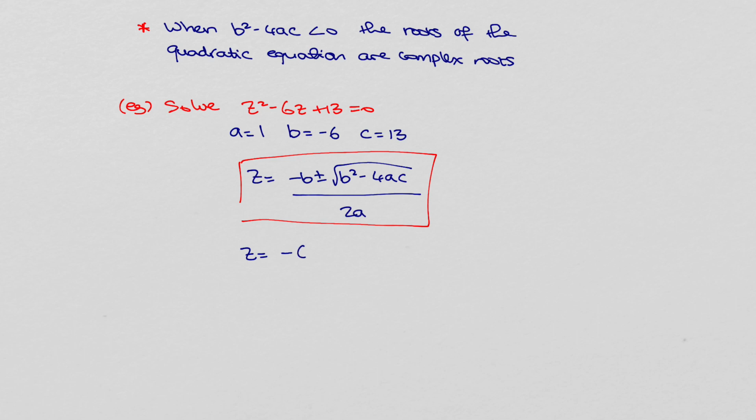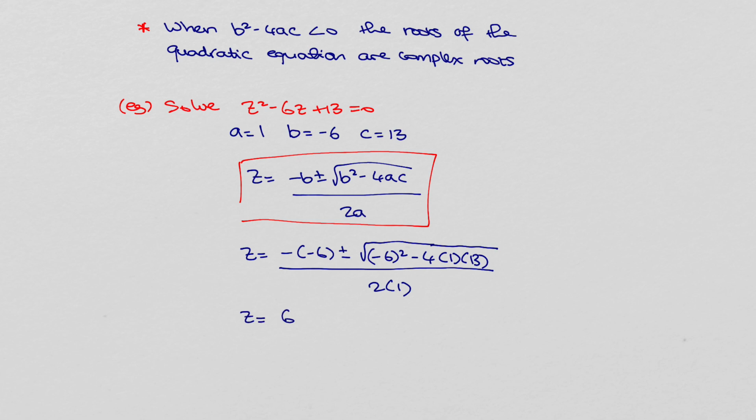well, we have minus times minus 6 plus or minus the square root of minus 6 squared minus 4 times a times c, all divided by 2 times a. So on the top, what that simplifies to is 6 plus or minus the square root of 36 minus 52, divided by 2. And underneath the square root sign, that simplifies to the square root of minus 16.